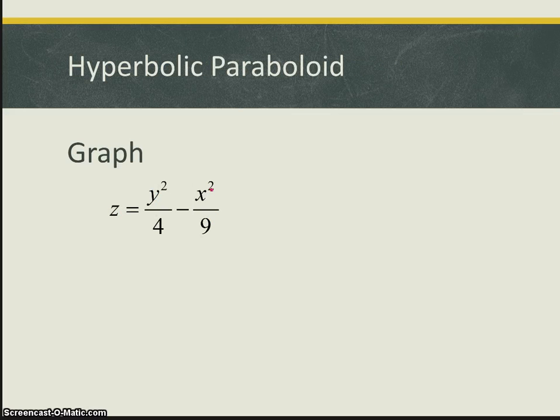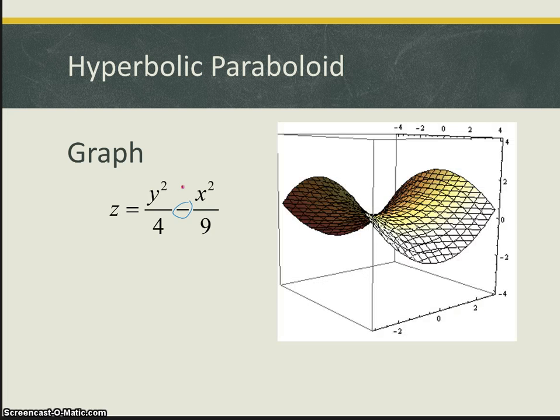Moving on to our next surface, the hyperbolic paraboloid. We can recognize this equation as being a hyperbolic paraboloid because we have one of our variables, in this case the z variable, of degree 1. And on the other side of the equation, I've got an x squared term and a y squared term, one of which is negative and the other is positive. These are the clues to the presence of a hyperbolic paraboloid. And so the graph of this surface would look like this.